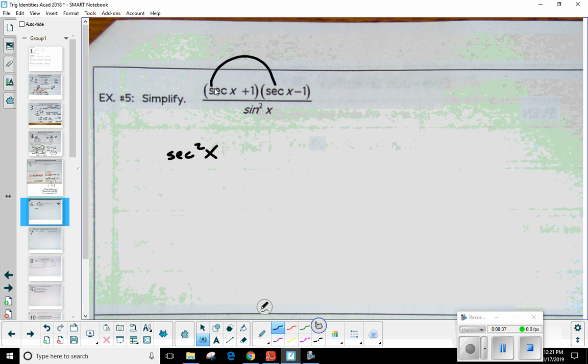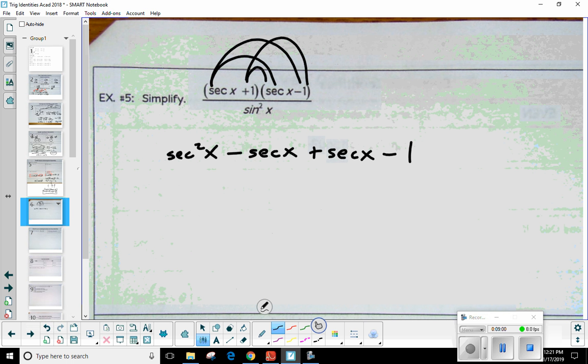Okay. Now let's go outside. What is secant times -1? Okay, so negative secant of x. Now if those are my outside, inside is 1 times secant. What's that? Okay, just secant of x. And the last, so I'm going to multiply 1 times -1. Okay, so that's just -1 over sine squared. Okay. So is everybody okay with what I did?